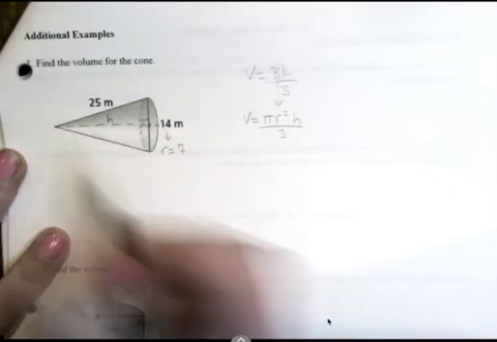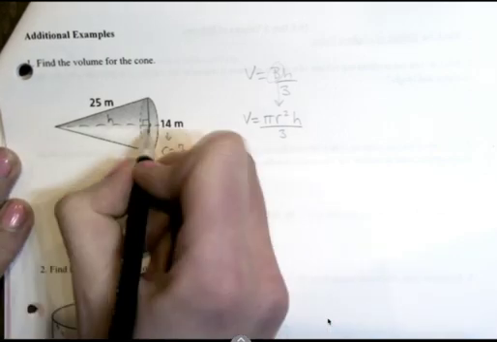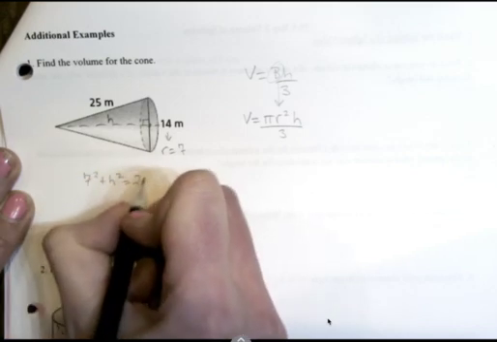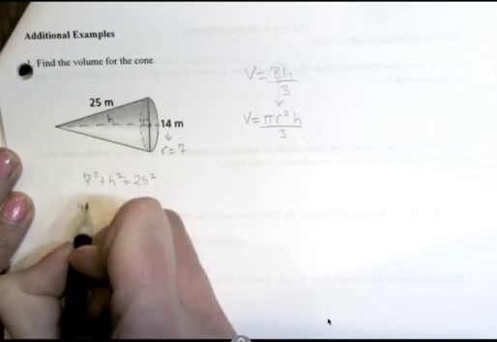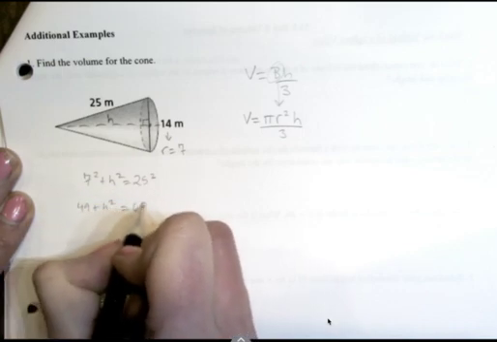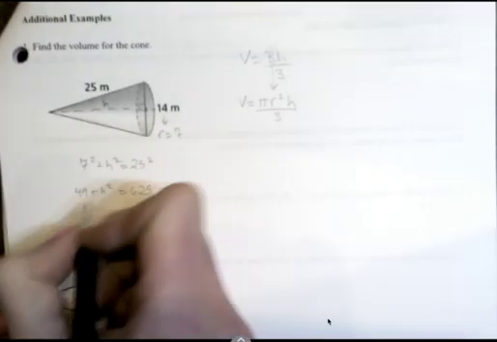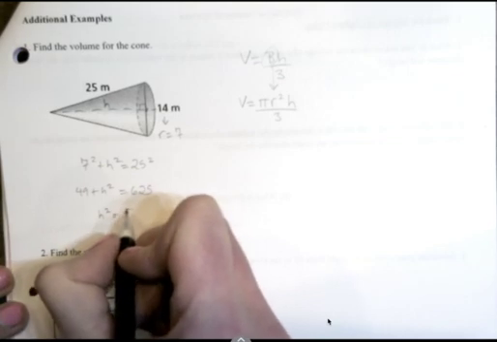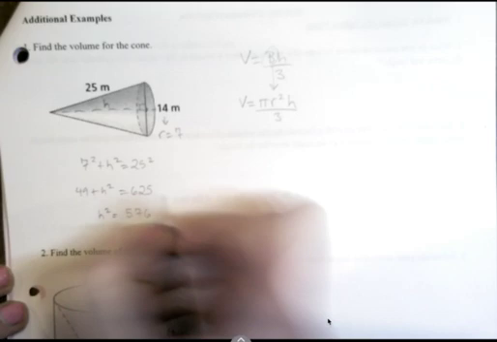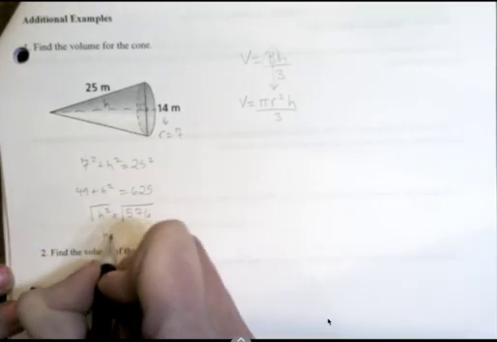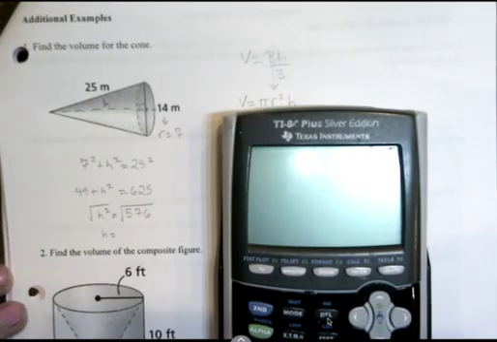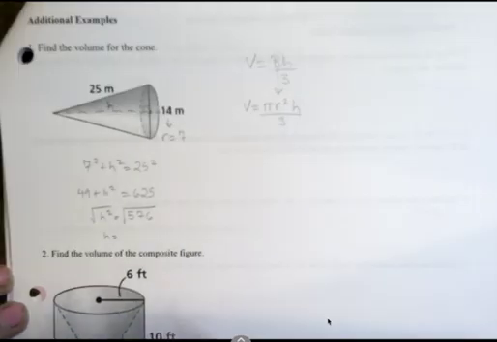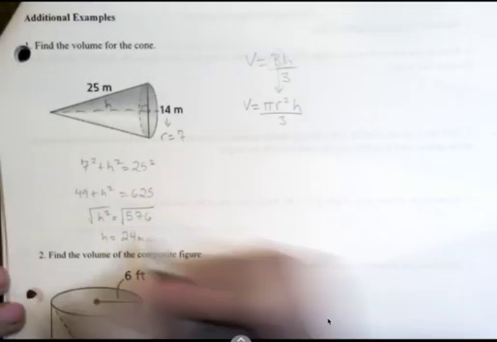Because I drew this in here, I actually just created a right triangle. So I can do 7 squared plus h squared equals 25 squared. Okay, so we've got 49 plus h squared equals 625. Okay, subtract 49. So let's see, 576. Square root. And the square root of 576, I believe, is 24. So if I do square root, yep, we get 24. Okay, so our height is 24 meters.